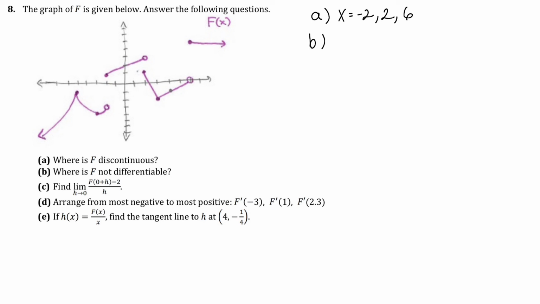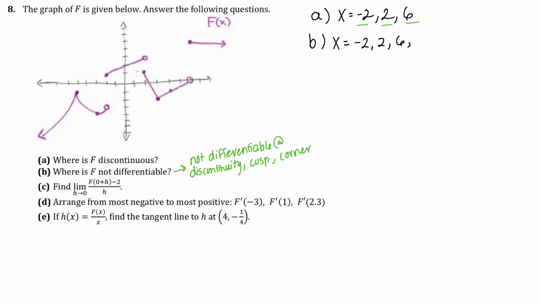The next part is, where is it not differentiable? And for not differentiable, we are not differentiable at a few places. We're not differentiable at a discontinuity, at a cusp, or at a corner. So all of these values up here, because we're discontinuous there, are going to be in our answer. We could put those in right away. We could say -2, 2, and 6 because we're discontinuous.